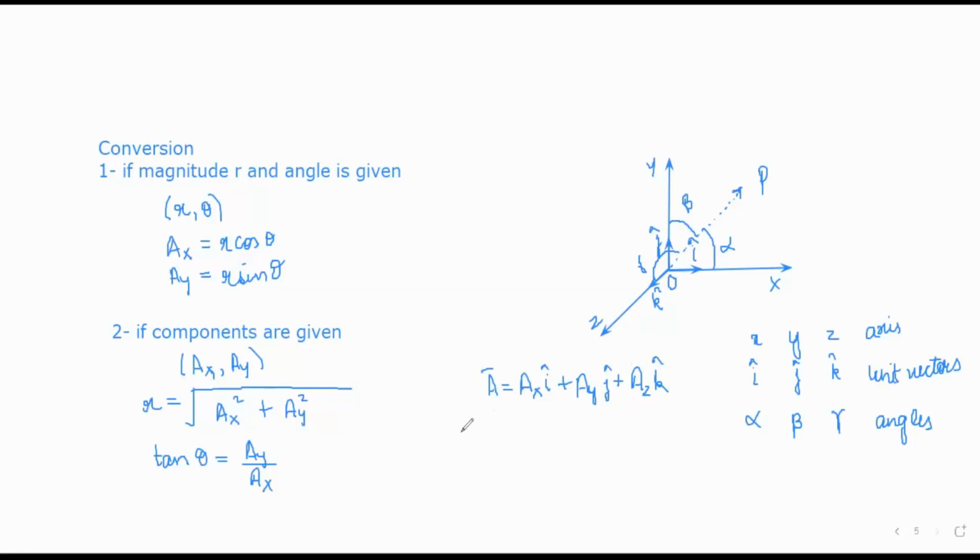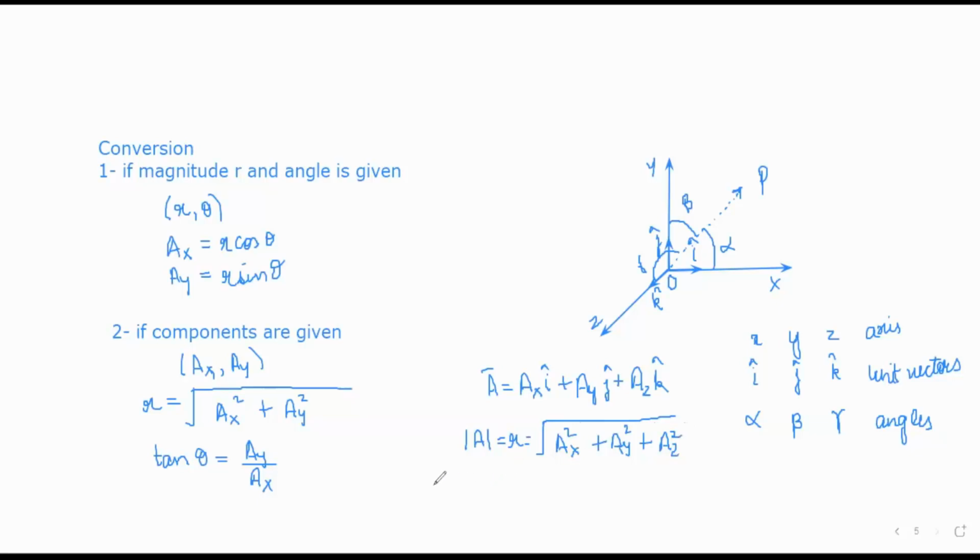Then if we want to calculate the magnitude of A, it can be written as this, or this can be said as R that we just discussed. That is equal to the square root of AX square plus AY square plus AZ square.